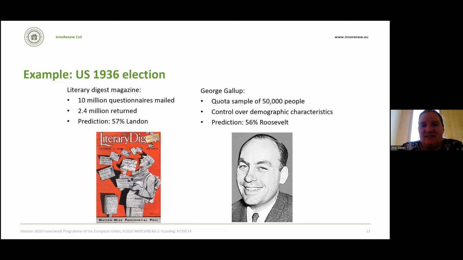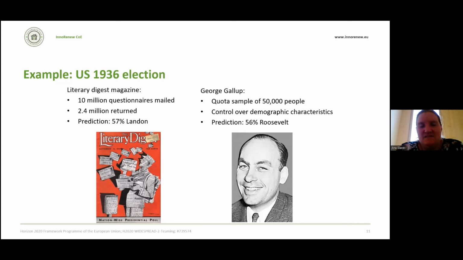And in 1936, it was especially big, the sample. They mailed 10 million questionnaires to their readers, and 2.4 million responded, so a really large number. And they predicted that Robert Landon was going to win the election.